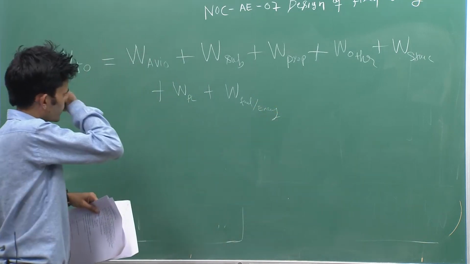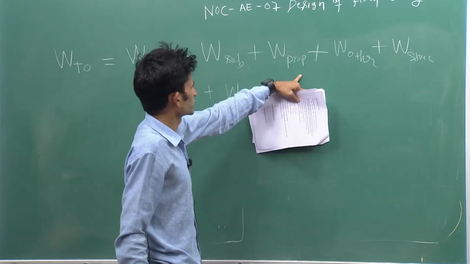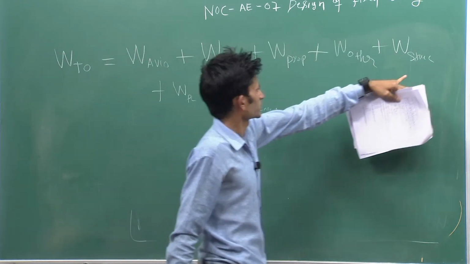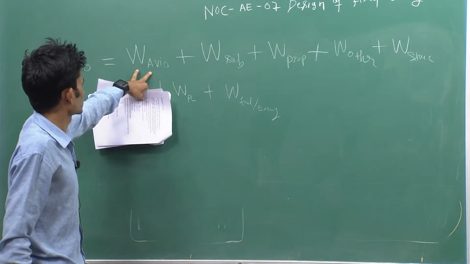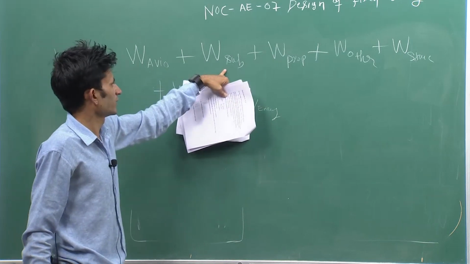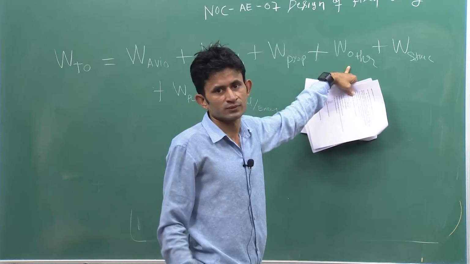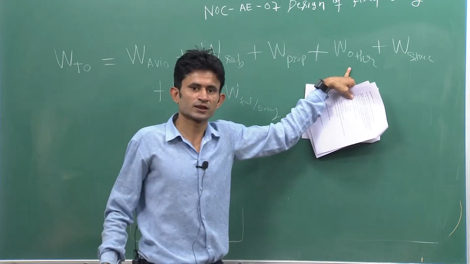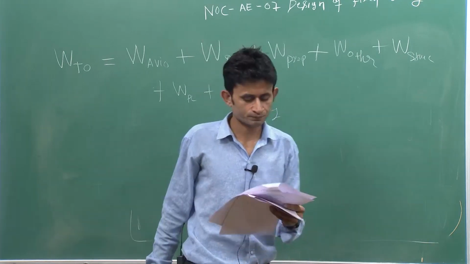So in an aircraft, payload will be there, fuel will be there, propulsion system will be there, structures will be there, your avionics, software and all will come into this, your hydraulics and all will come in this. W others: bags, extra things you can take in this W others.